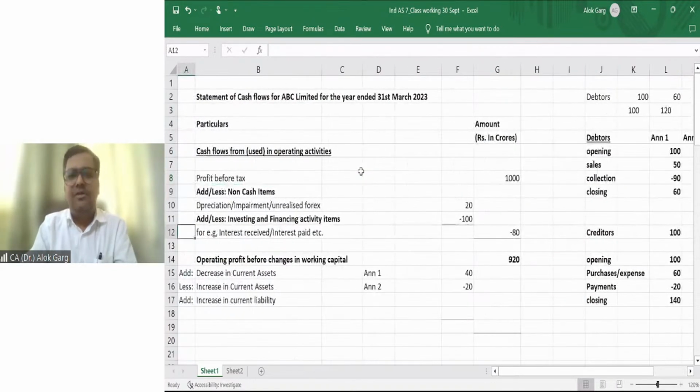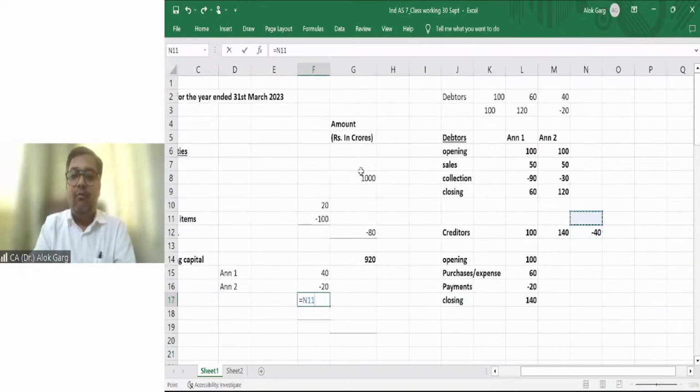Or I can give you just one tip. If decrease in current assets will be added, then of course increase in current liability will be added. Okay. So this will be your positive balance. And here you will take 140 minus 100, right? Are you clear on this or should I explain it again? Guys, are you clear on this?